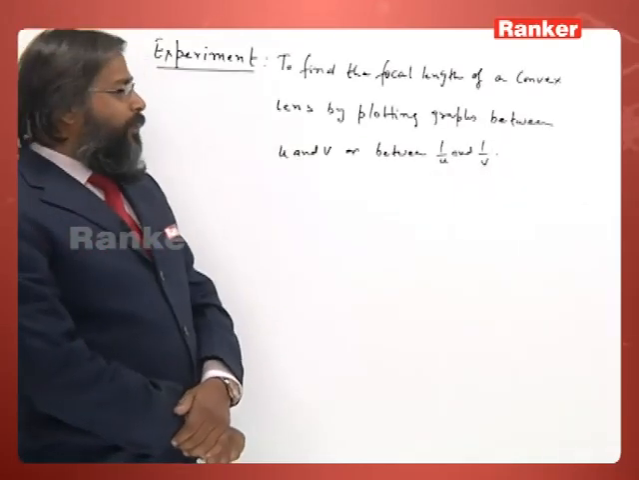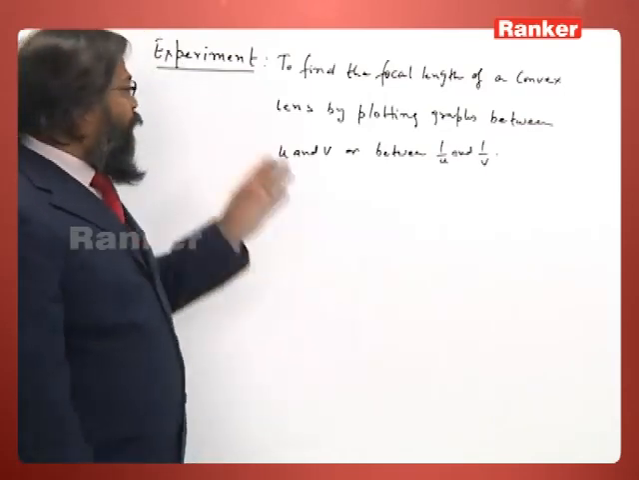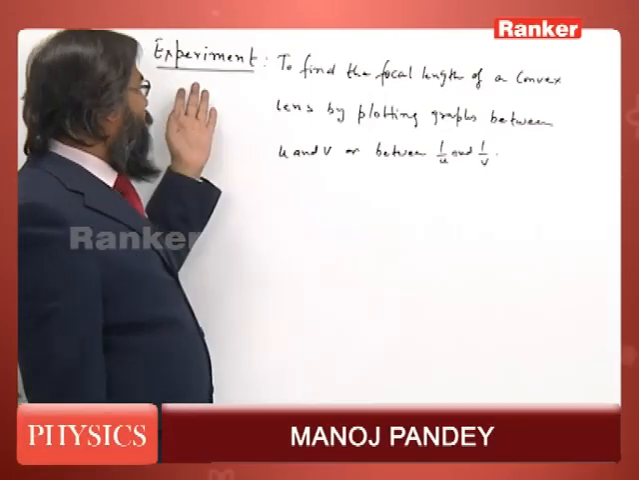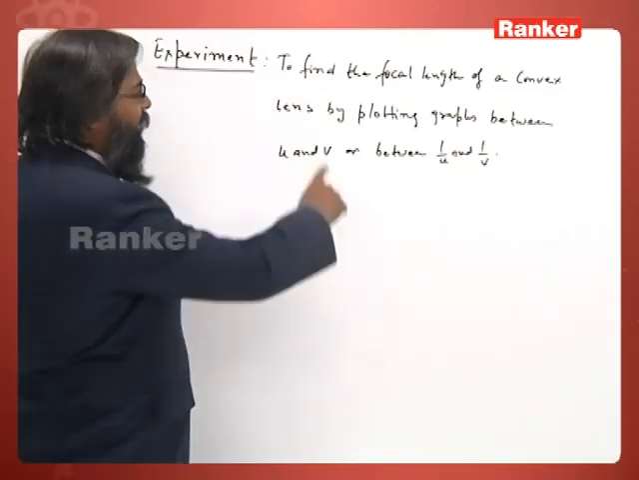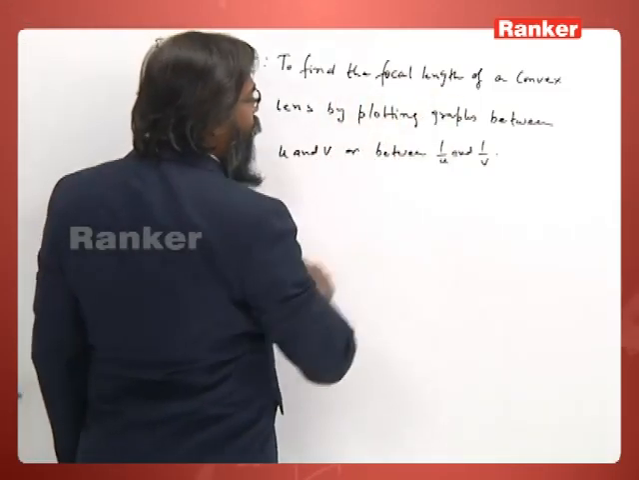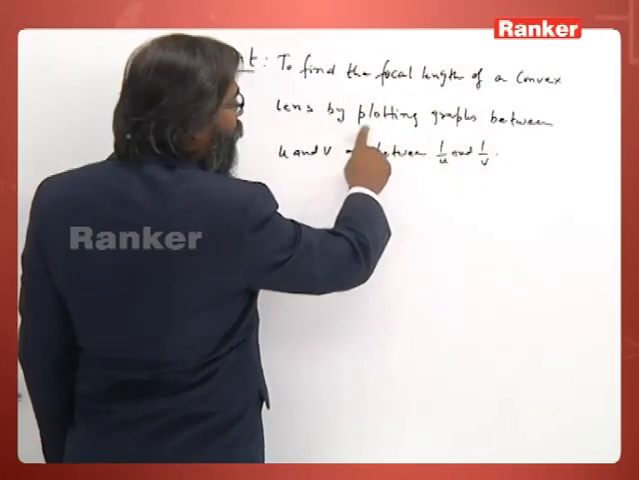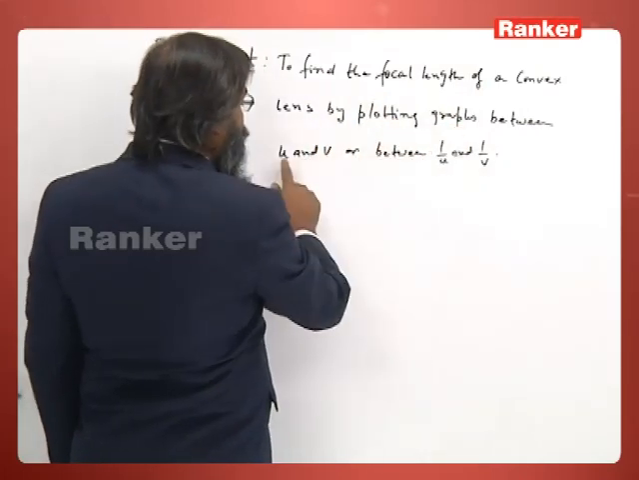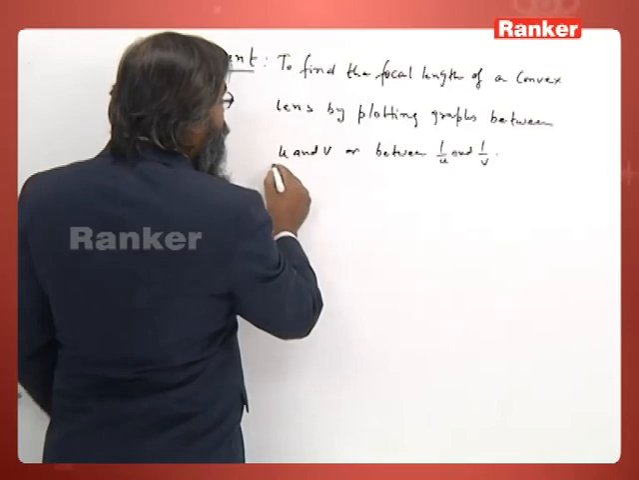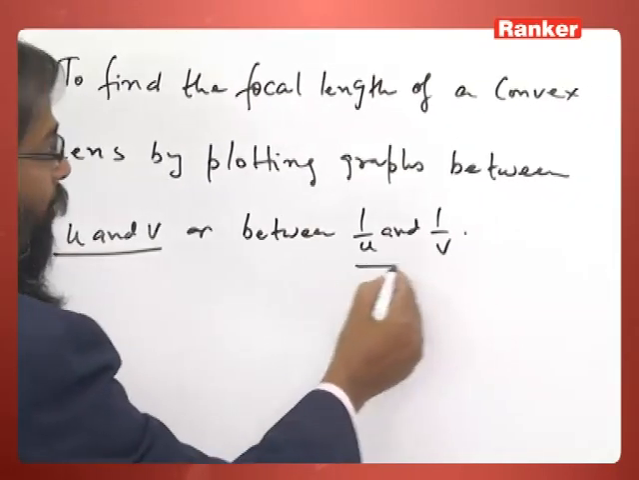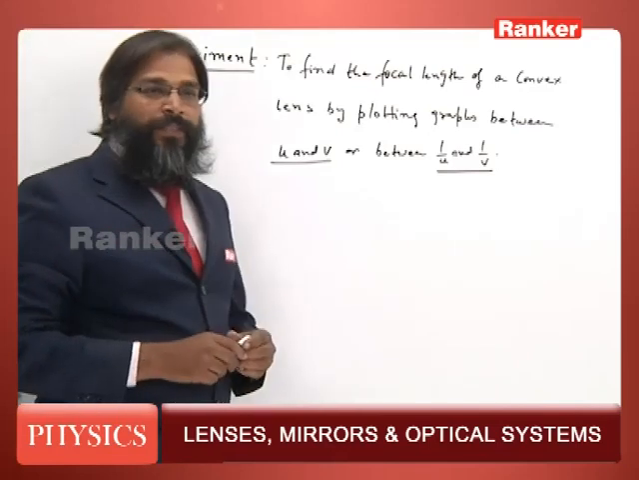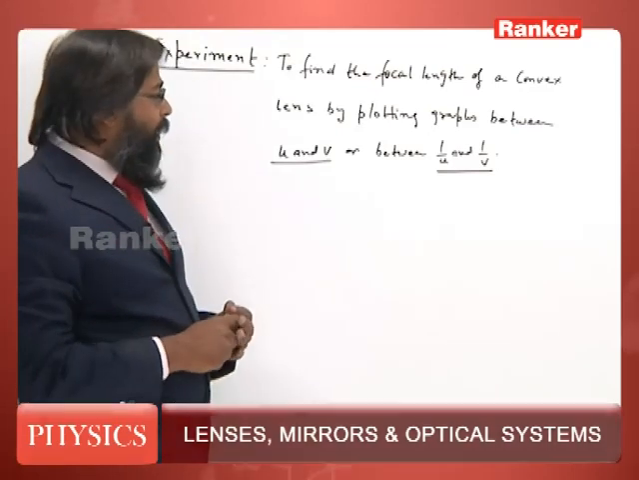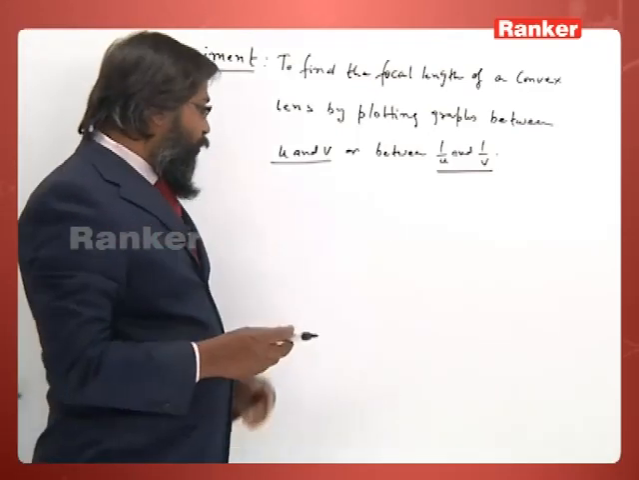So now in the experimental physics portion of IIT, on this topic we have to find the focal length of a convex lens by plotting graphs between u and v, and between 1 by u and 1 by v. So this is an experiment in our IIT portion.